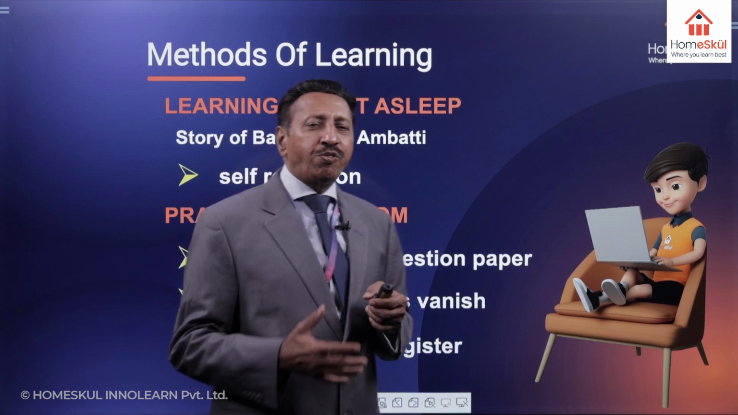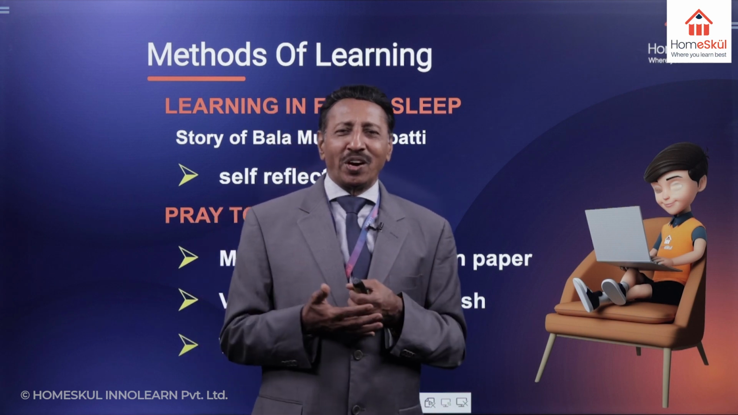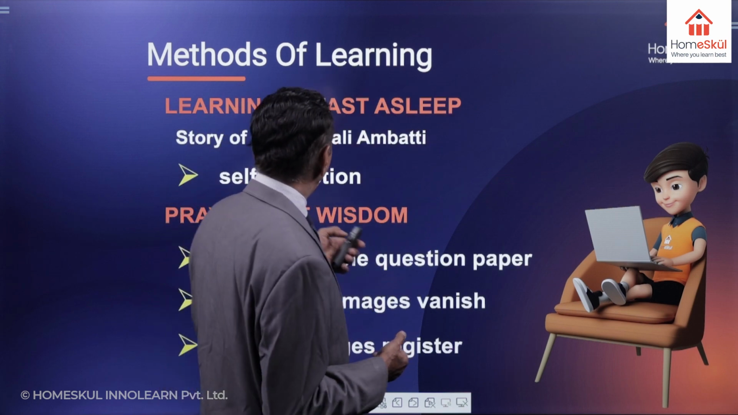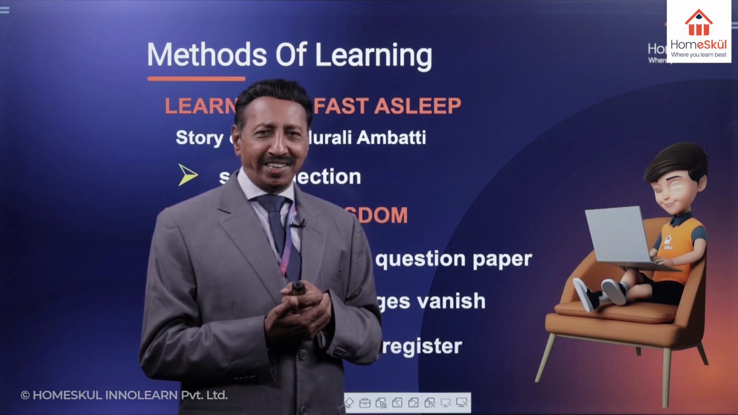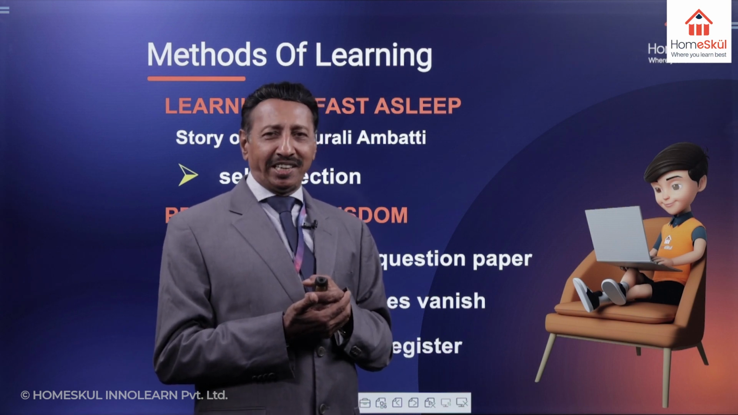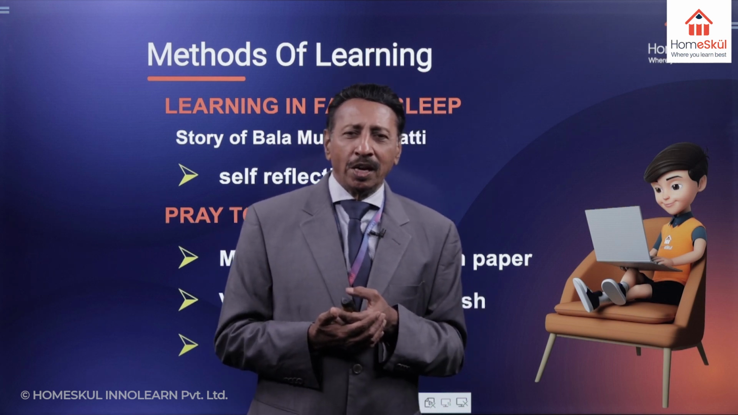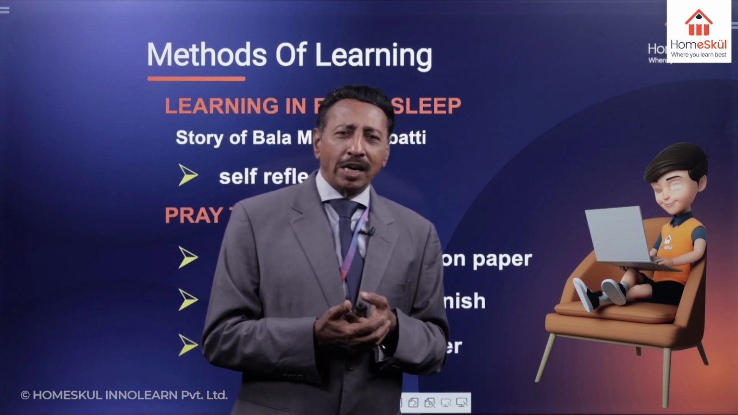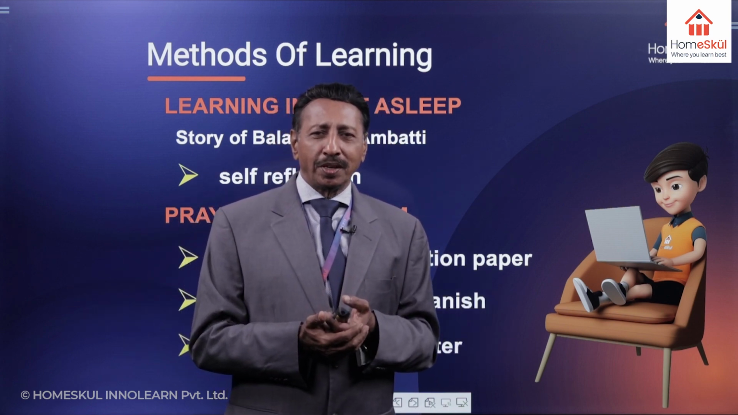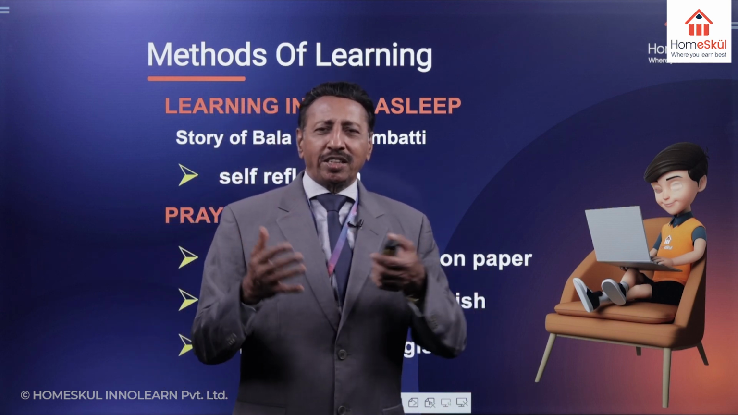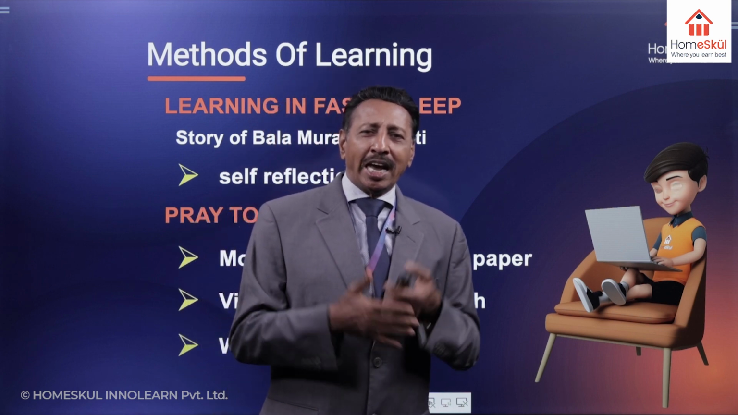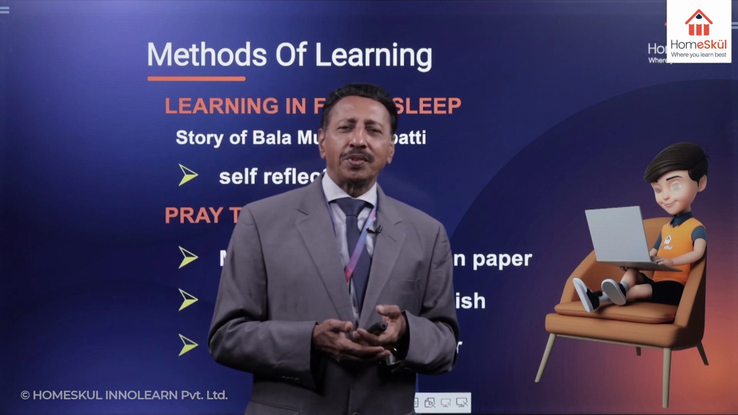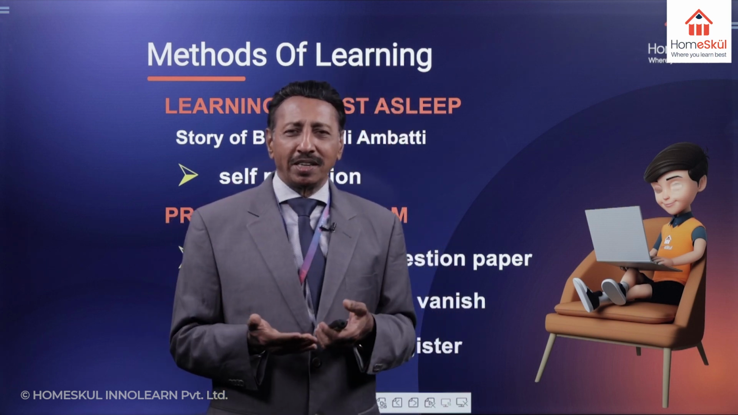Now, learning in fast asleep. You may wonder what it is. I am going to give the story of Balamurali Ambati. He is from England, of Indian origin. The story you might have heard. When Balamurali Ambati was studying in class 5, he wrote the class 10 examination and he passed. Once he was studying in class 10, then he wrote the A-level examination and he got through. And at the age of 18, he became a doctor.